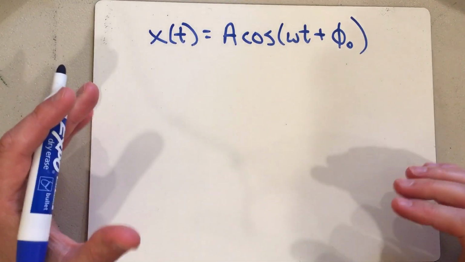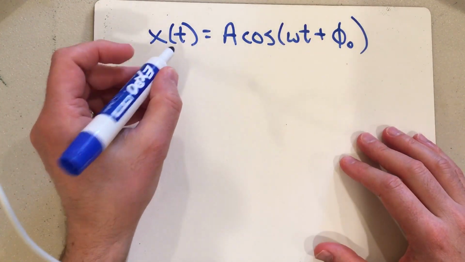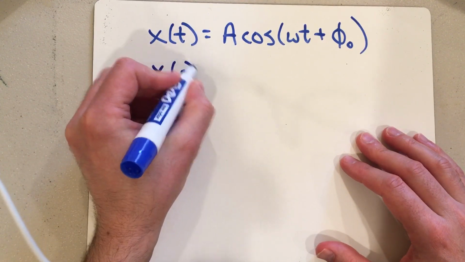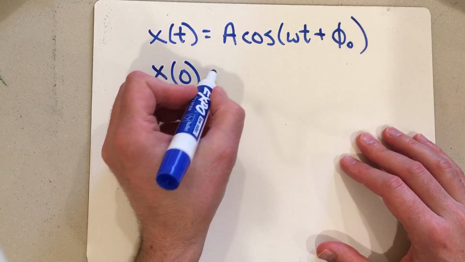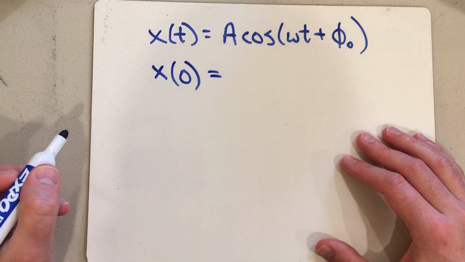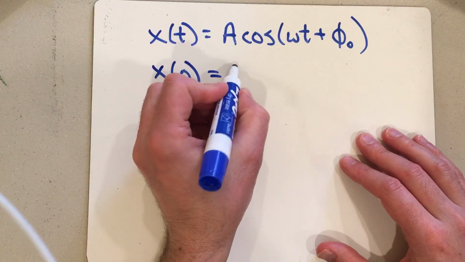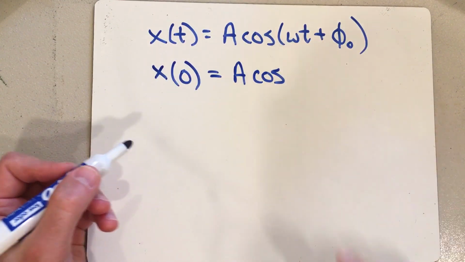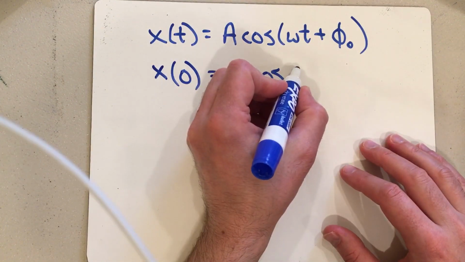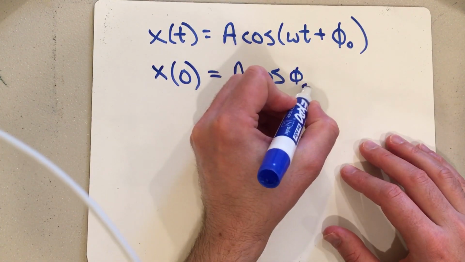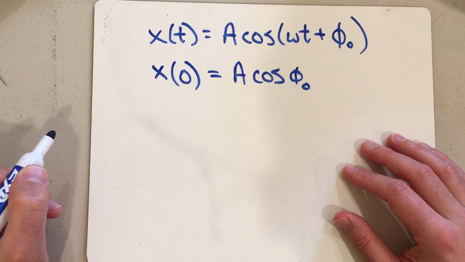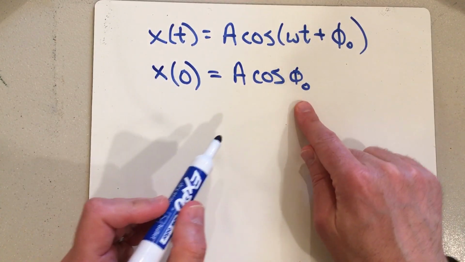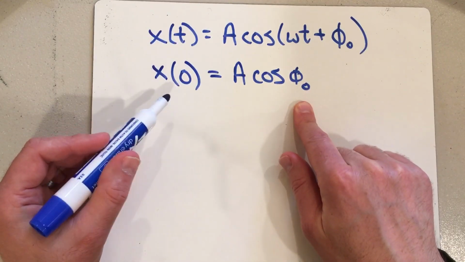So, to begin with, we're going to start by looking at t equals 0. So we're going to look at the initial position and what this function gives us. So if I go to t equals 0, what I get is A times the cosine. Now if t is 0, this isn't going to matter anymore. And so we just have the phase shift. And so you can see from this that the phase shift directly correlates to the initial position.